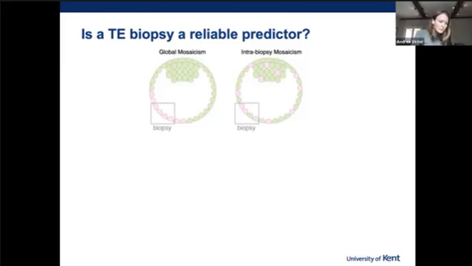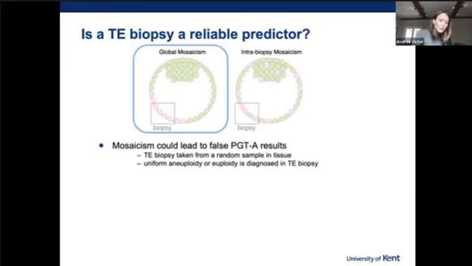So in the case of global mosaicism, this scenario can lead to false Pgta results. It works on the scale of a blastocyst and does not get detected from a trifecta biopsy. So the result is not an accurate snapshot of the remaining embryo. And this embryo, for example, could then be wrongfully diagnosed as fully and uniformly aneuploid and simply discarded.